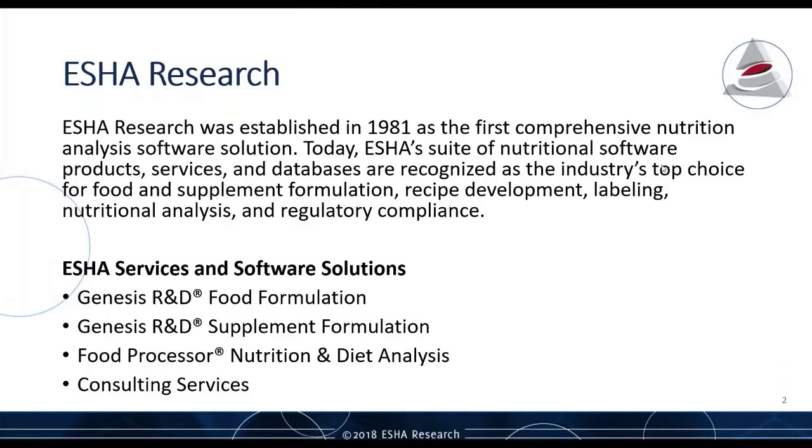A little background about ESHA Research. ESHA Research was established in 1981 as the first comprehensive nutrition and analysis software solution. Today our products and services have grown, as well as the databases that drive some of the underlying information in the software. We offer Genesis R&D food formulation software. We also offer the supplement and formulation software of Genesis R&D that we'll be covering today, the food processor software for nutrition and diet analysis, and our consulting services includes labeling, training, and custom solutions.